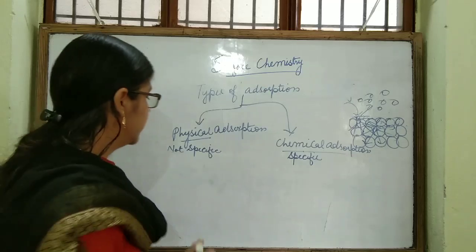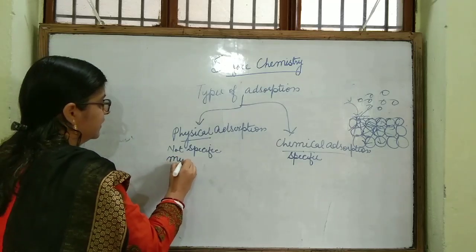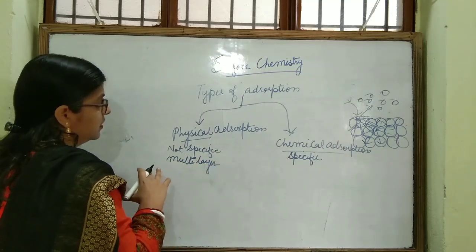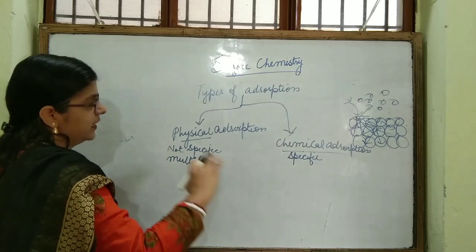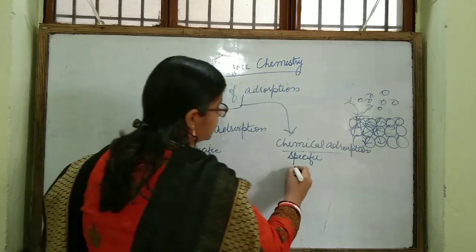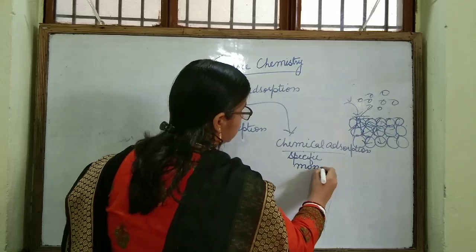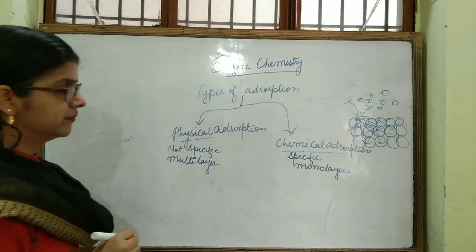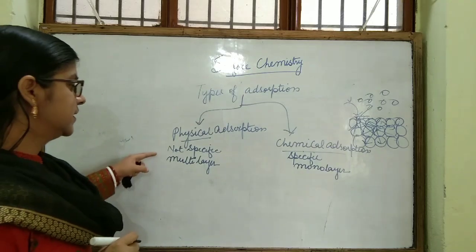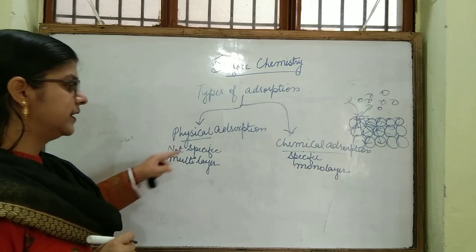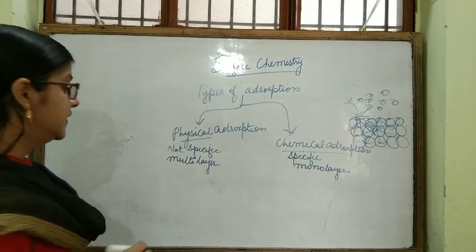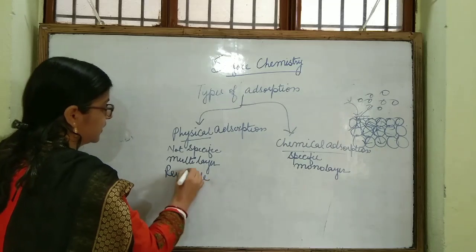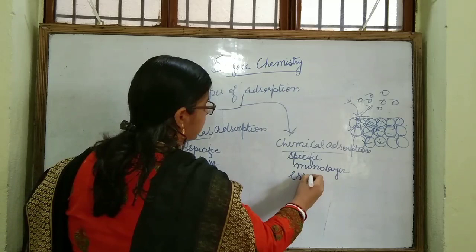Next, physical adsorption is multi-layer, which means more than one layer can be formed. Here in chemisorption it is monolayer. So physisorption is not specific, it is multi-layer, and it is reversible. Chemisorption is specific, it is monolayer, and it is irreversible.